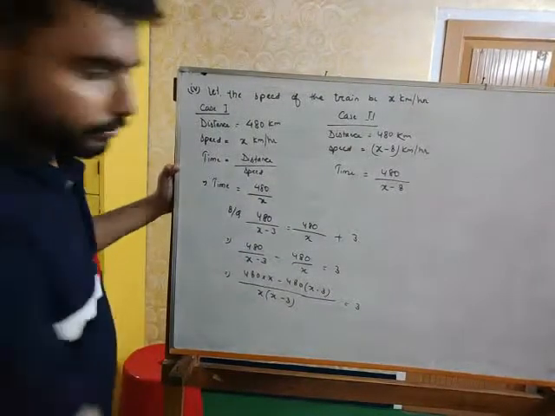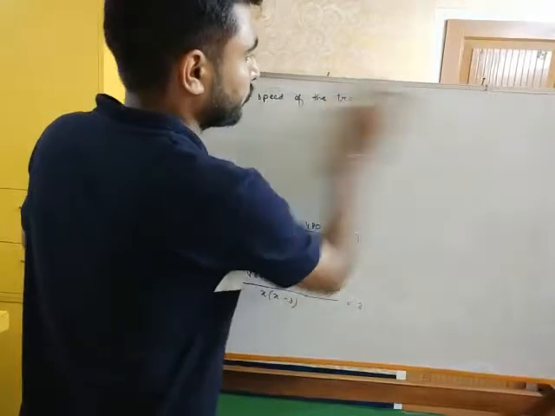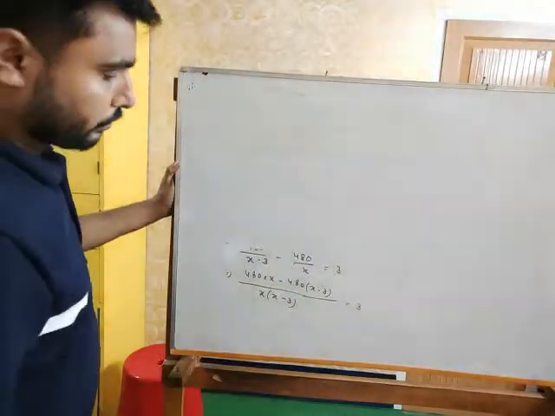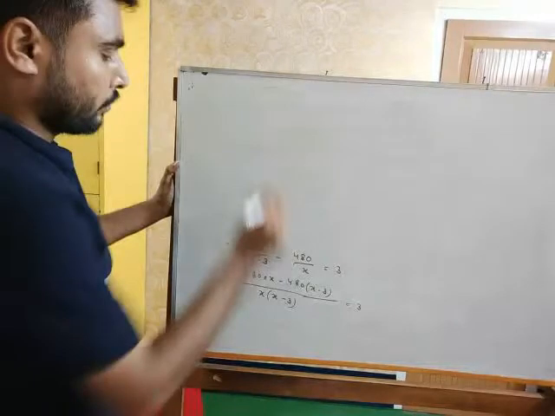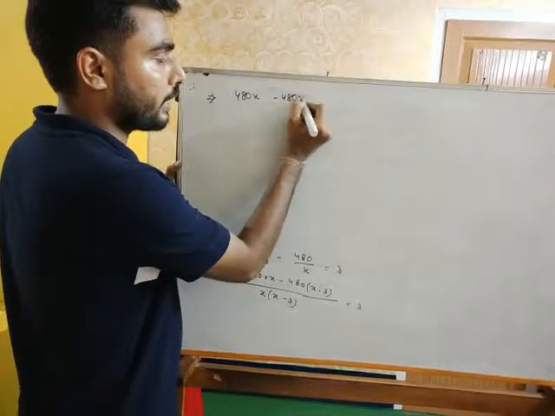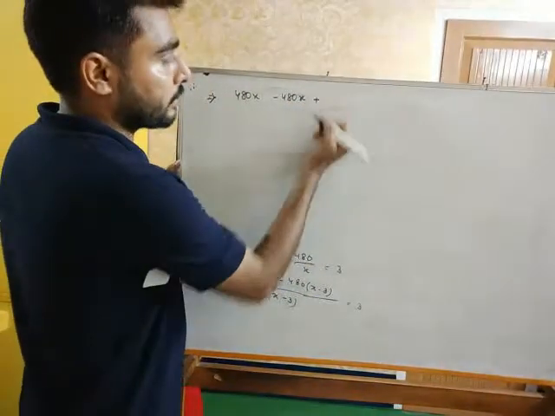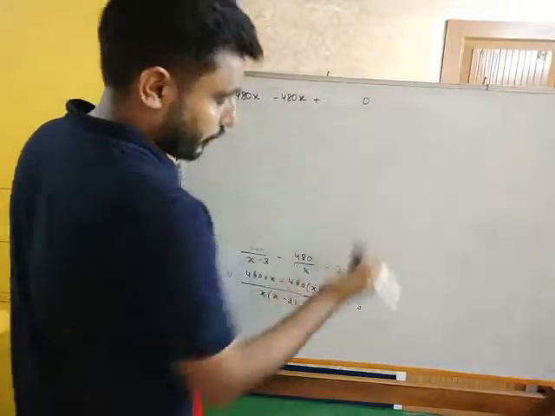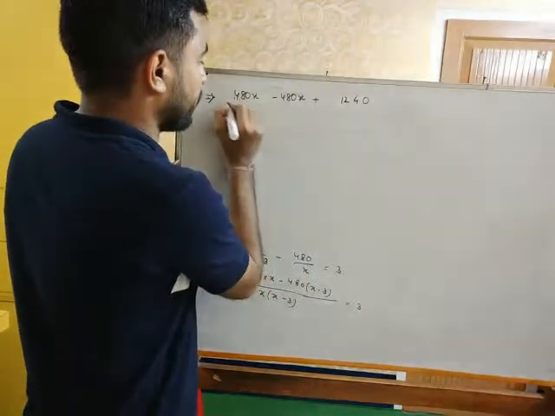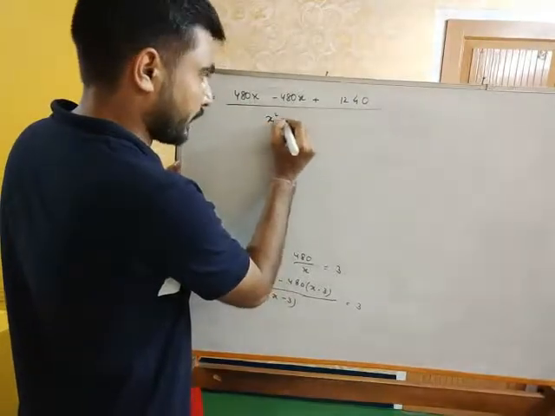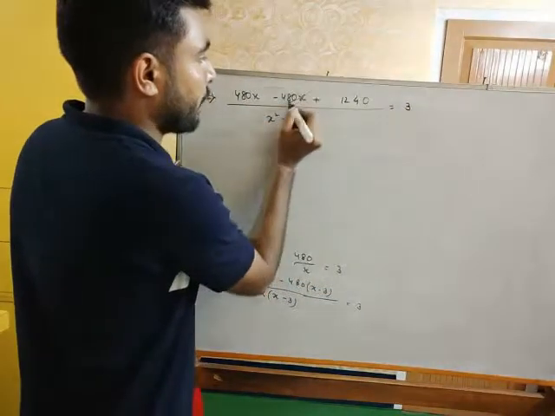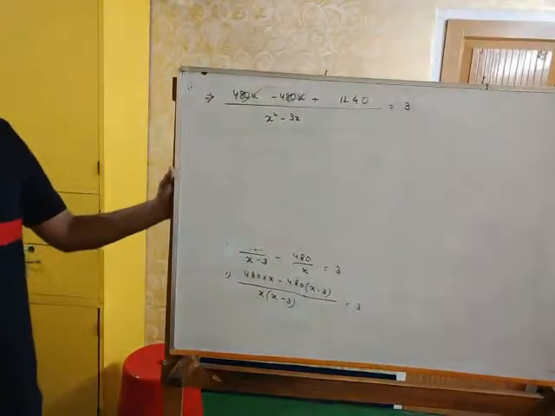Clear? So here it will become 480 into x is 480x, minus 480 into x is minus 480x, minus 480 into minus 8 will be plus 3840. Denominator x into x is x square minus 8x is equal to 3. Minus 480x plus 480x got reduced.